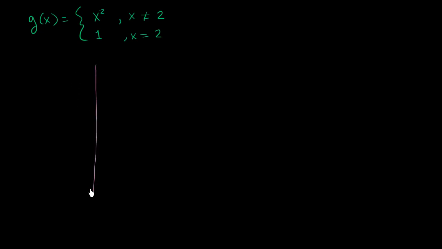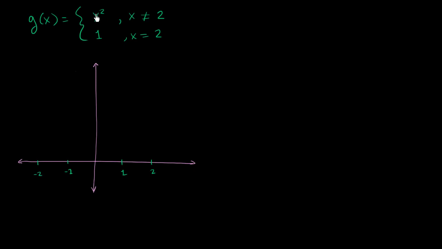So this is my y axis, and this is my x axis right over here. Let me draw x equals 2. Let's say this is x equals 1, this is x equals 2, this is negative 1, and this is negative 2.